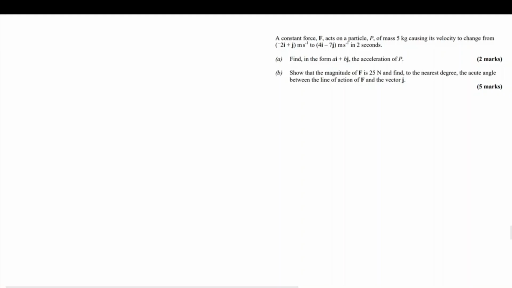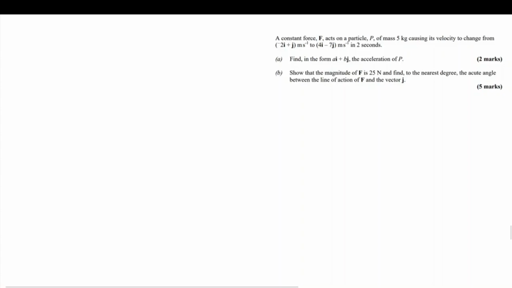In this question, we've been told that a constant force F acts on a particle P, which has a mass of 5 kilograms, and that force causes the particle's velocity to change from negative 2i plus j to 4i minus 7j. And that's going to take 2 seconds. We've been asked to find the acceleration of P and to write it in ij notation.